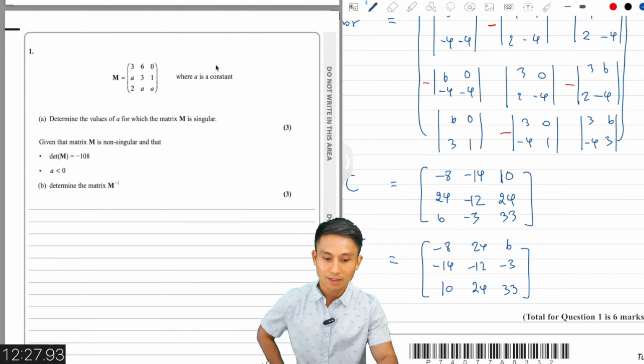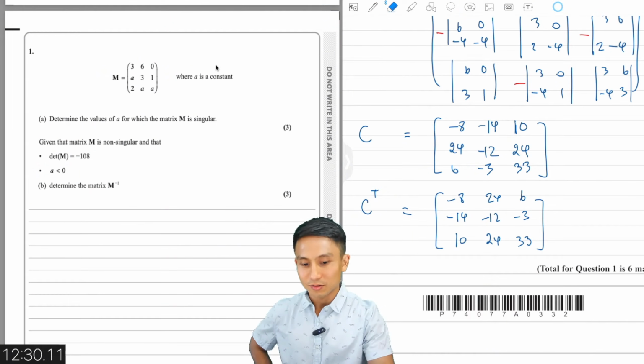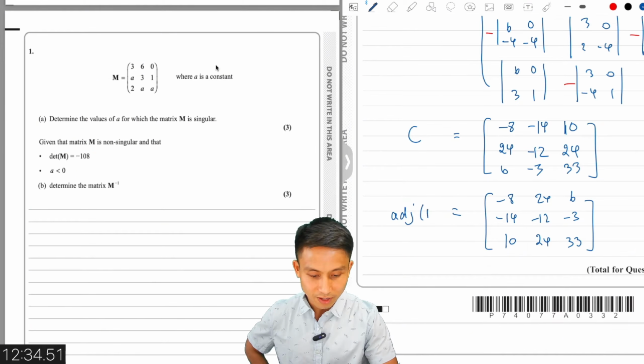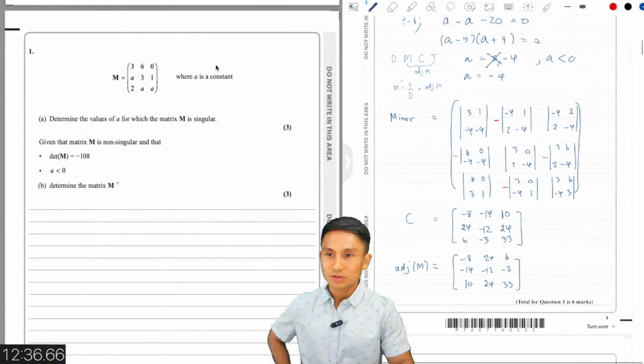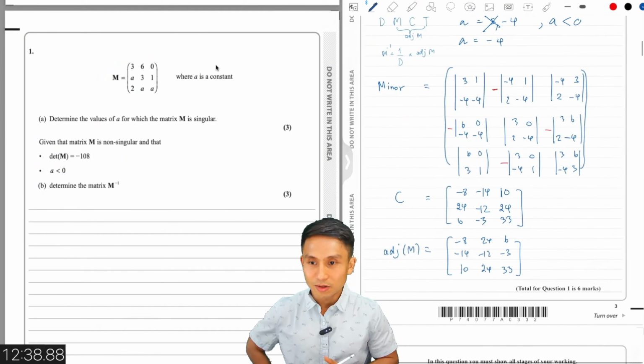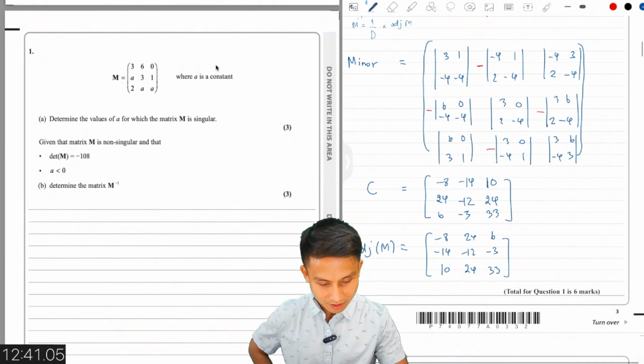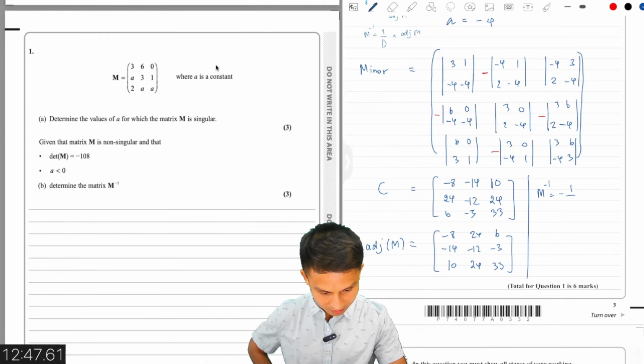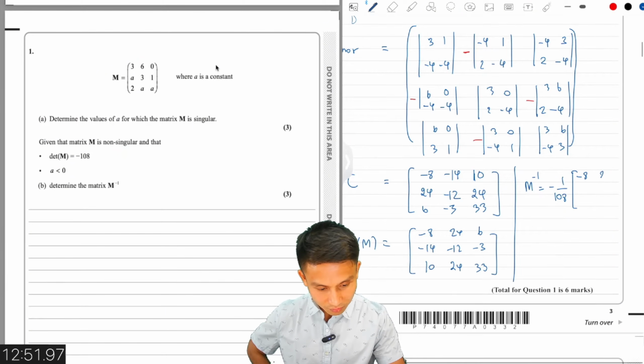Yeah, like that. That is the adjoint now. This is the adjoint of matrix M. So adjoint of M. That means the matrix M inverse, right? The M inverse would be 1 over determinant, which is 108 minus 108. And then we're going to write the whole thing there. So minus 8, 24, 6, minus 14, minus 12, minus 3, 10, 24, 33.